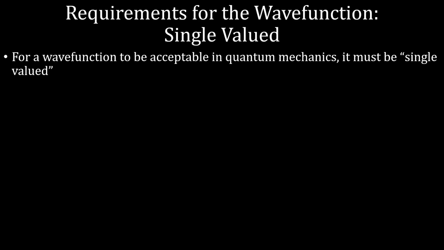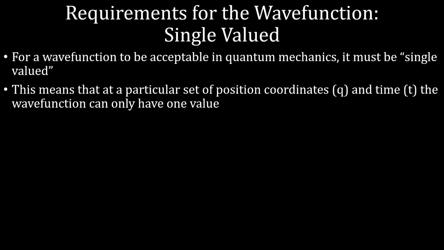So now that we've talked about what the wave function is, let's talk about the requirements for it. And the first one is that the wave function must be single valued. And what this means is that to be acceptable in quantum mechanics, for any particular set of position coordinates q and time coordinates t, the wave function can only have one value. And this makes sense because if it has multiple values, that means when we take the norm square, there's multiple probabilities. And if we're at the same point and the same time, there should only be one probability. Anything else wouldn't make sense.